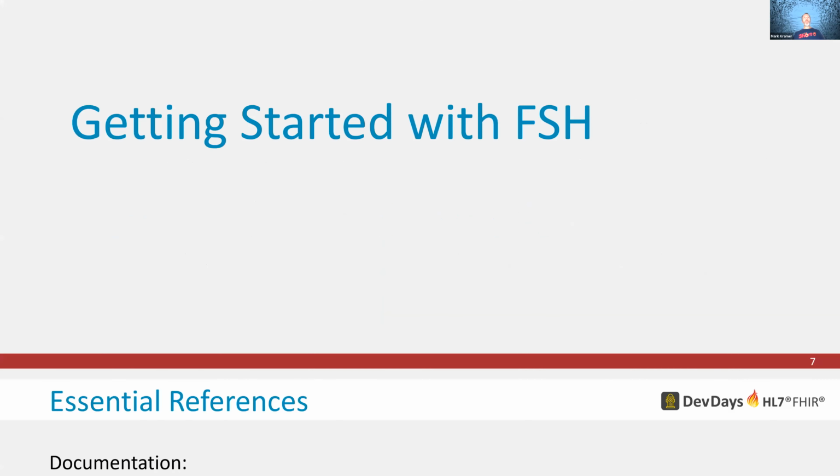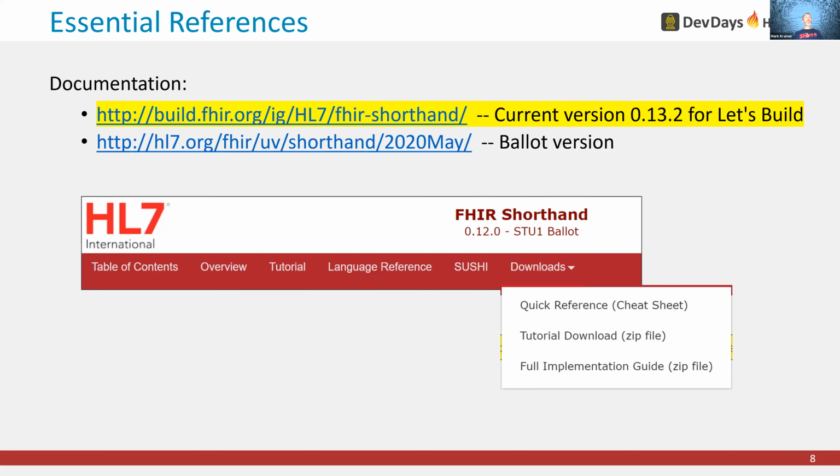So what does FHIR Shorthand look like? Well, first thing I want to do is point you to the documentation. This is really essential, and you can find the FHIR Shorthand documentation on build.fhir.org. If you're not going to copy down that URL, you can Google it, search it. Our current version that we're using for the Let's Build session is one version beyond the ballot version. It's 1.3.2.